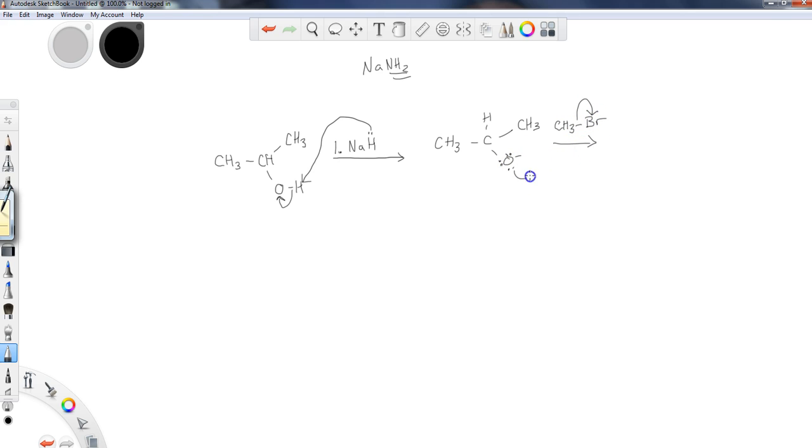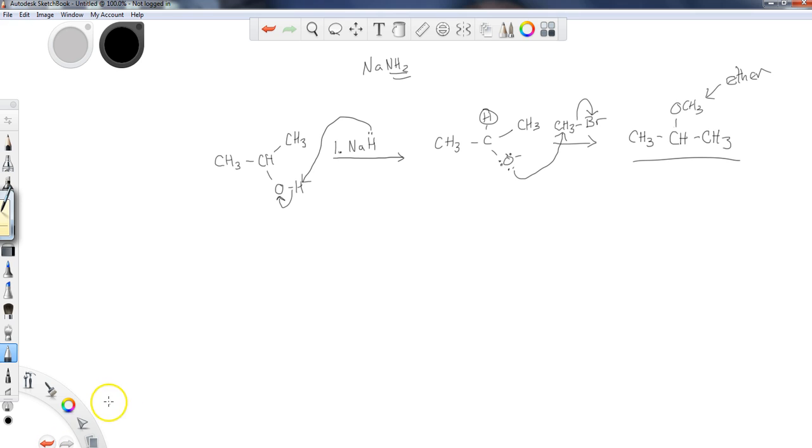The bromine leaves, the alkoxide attacks, and then we end up with CH3, C. Now this C still has an H, right, that's attached up here, and that O is now a methoxy group because this oxygen attacked this methyl, and then CH3. So this would be the resulting ether compound that would come out of that Williamson ether synthesis.